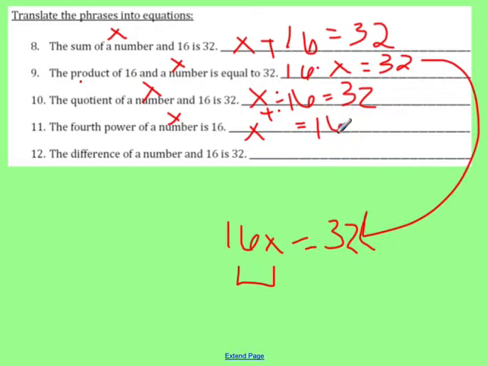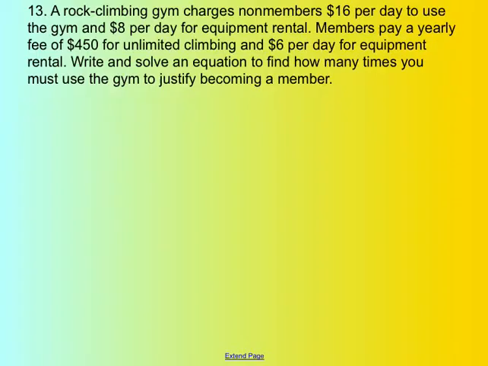The difference between a number and 16 is 32. So we're taking x minus 16, and that's going to be equal to 32. Now all of those have been translated into equations. Last but not least, let's take a look at this word problem.